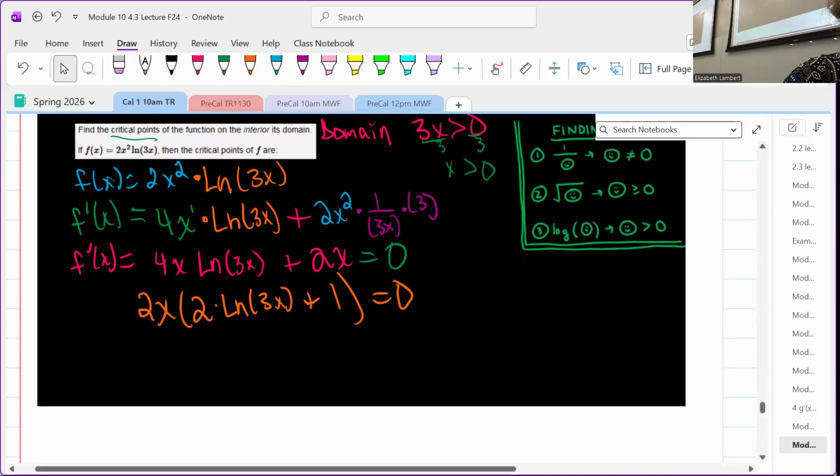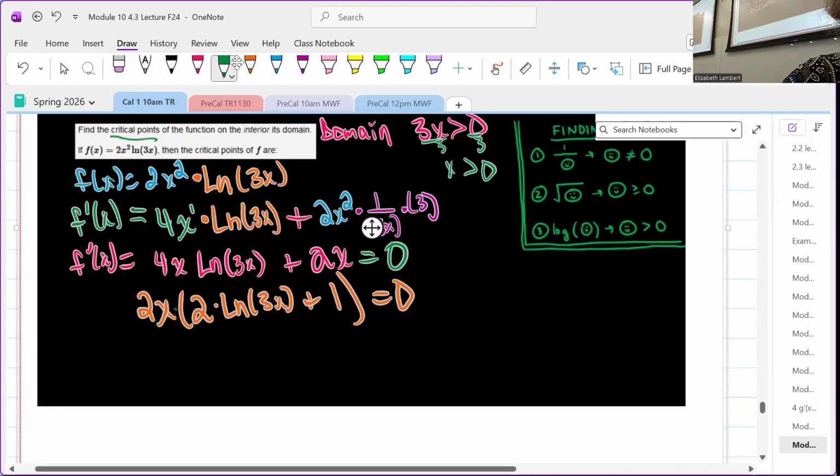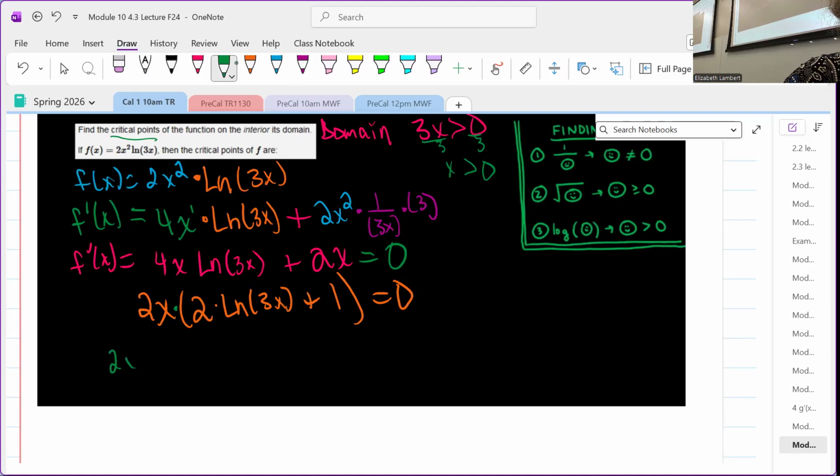So I've got 2 things being multiplied that are equal to 0. So 2x equals 0 is one of the things. 2 natural log 3x plus 1 is the other thing. So 2x equals 0 gives us x equals 0, but we're not using 0 because we are only looking for positive numbers. So that one we just ignore.